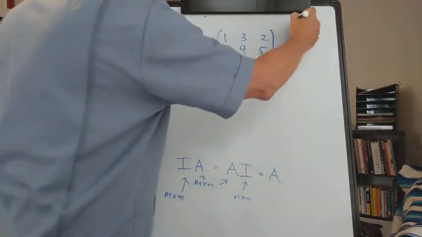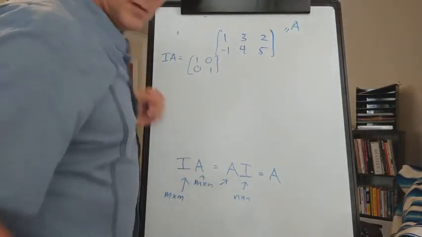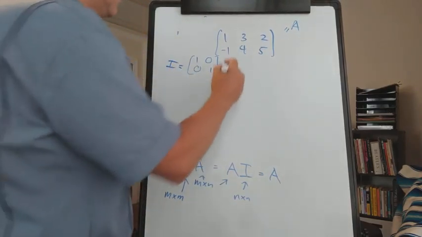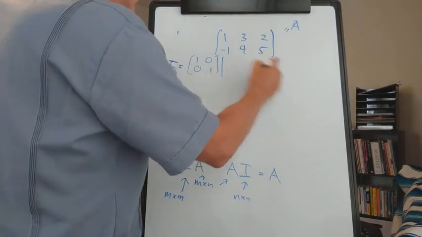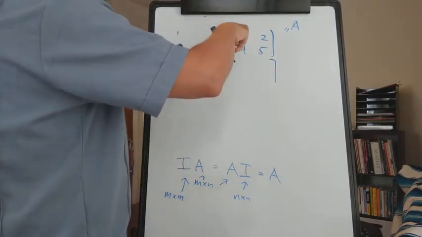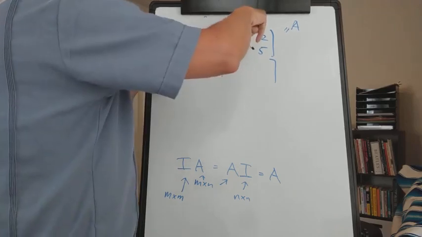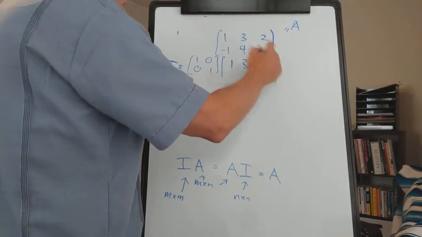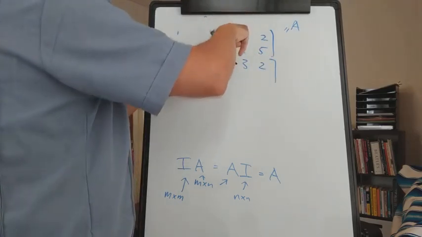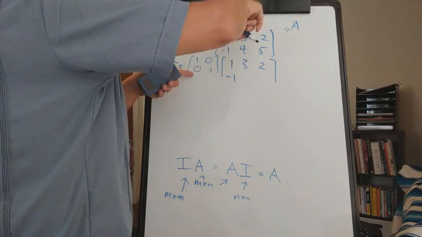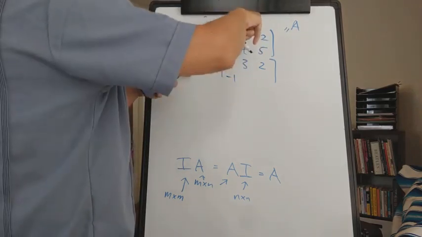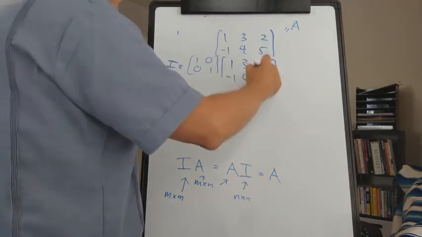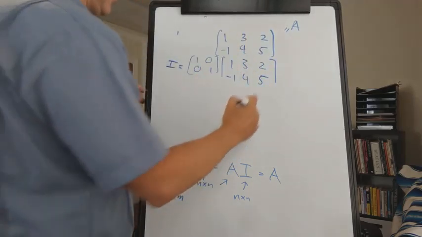So this way when I multiply, my product will go right here. So I've got 1 plus 0 is 1, 3 plus 0 is 3, 2 plus 0 is 2, 0 minus 1 is minus 1, 0 plus 4 is 4, 0 plus 5 is 5. So we just got the same matrix back.